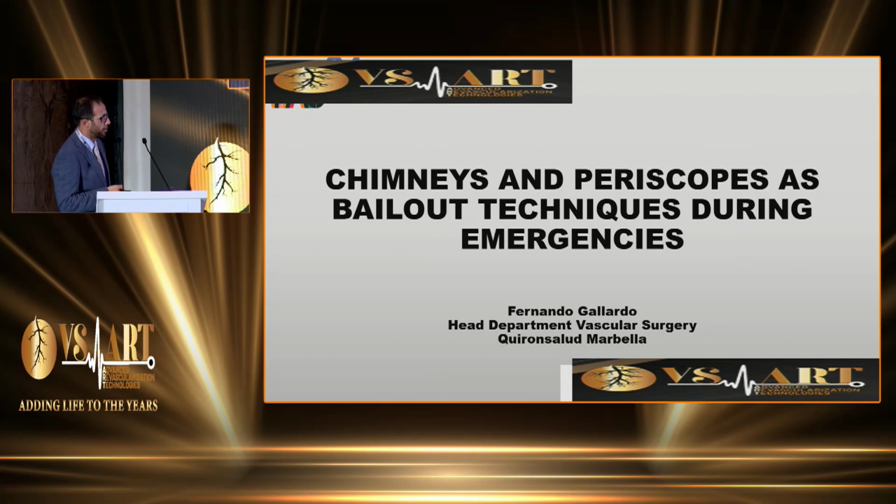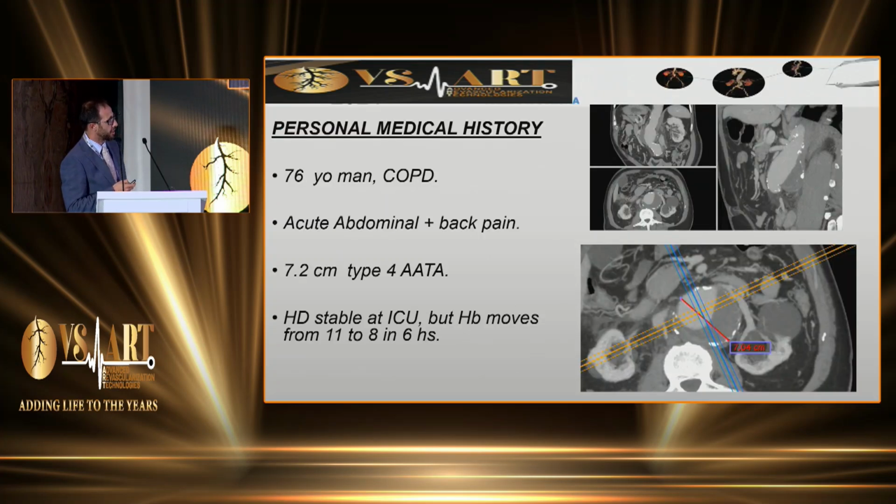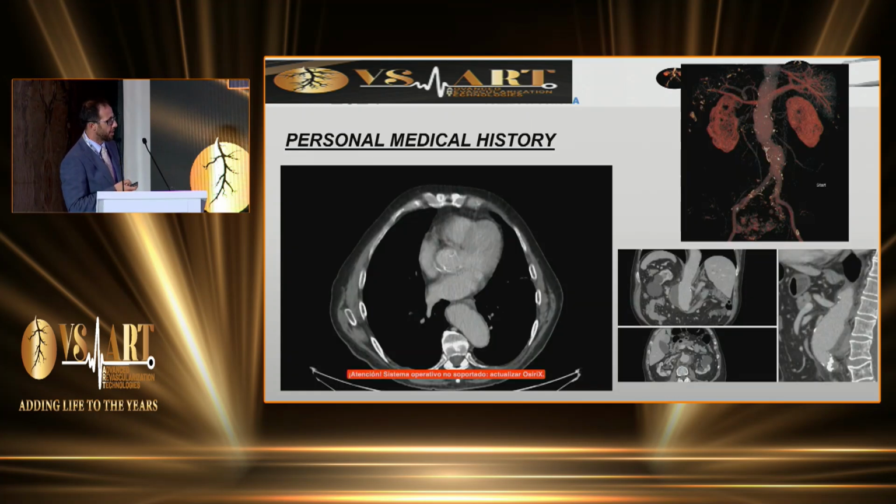Here is another example of a bailout technique, chimneys in an emergency. It was a 76-year-old man with acute abdominal and back pain and a 7.2 centimeter thoracoabdominal type 4 aneurysm. He was stable, but hemoglobin was moving down, so we decided to do it emergently.